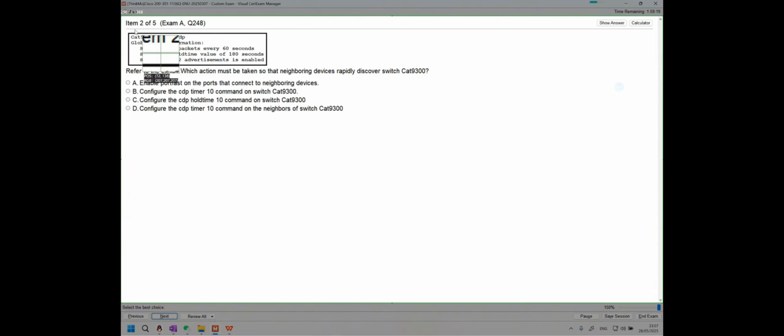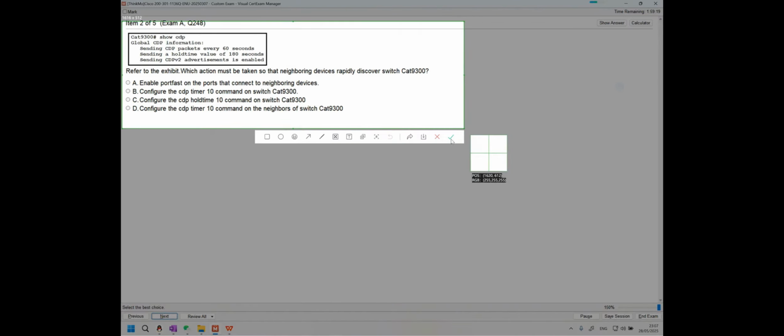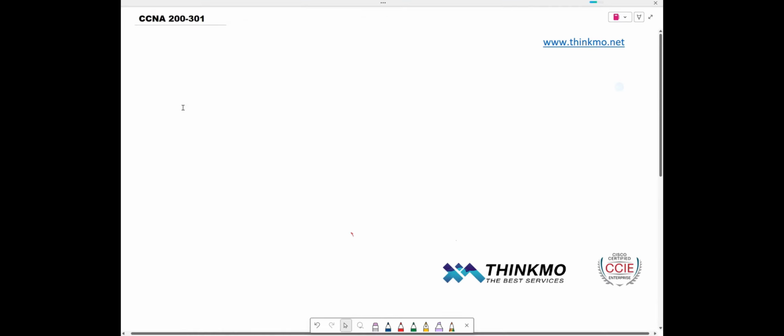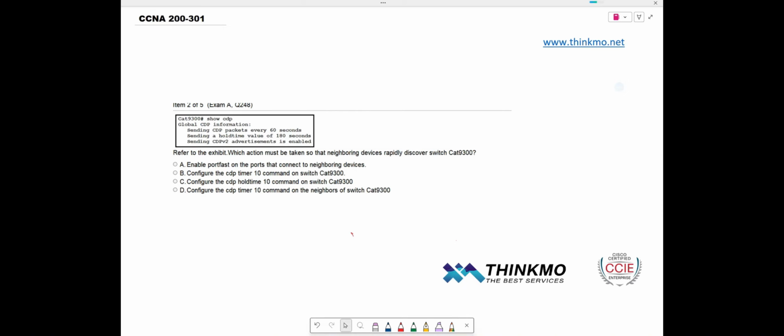Alright, let's move to the second question. The second question has a diagram. The second question asks, what action must we take? That is, referring to the diagram above, what action should we take to enable the neighboring device to forward packets quickly?